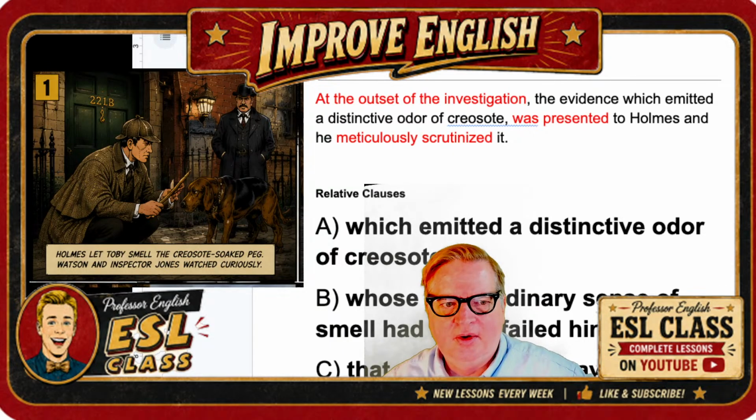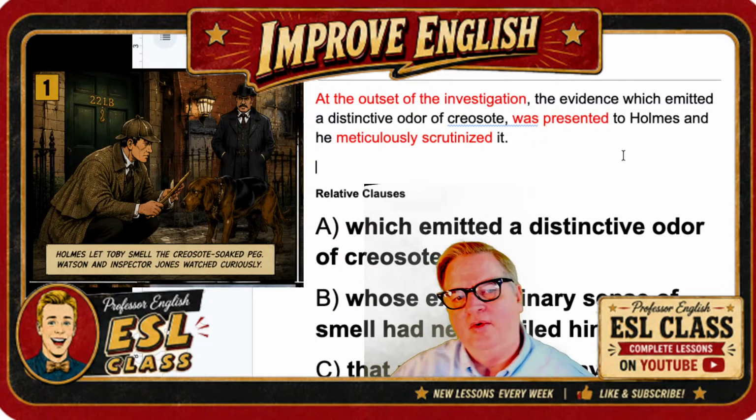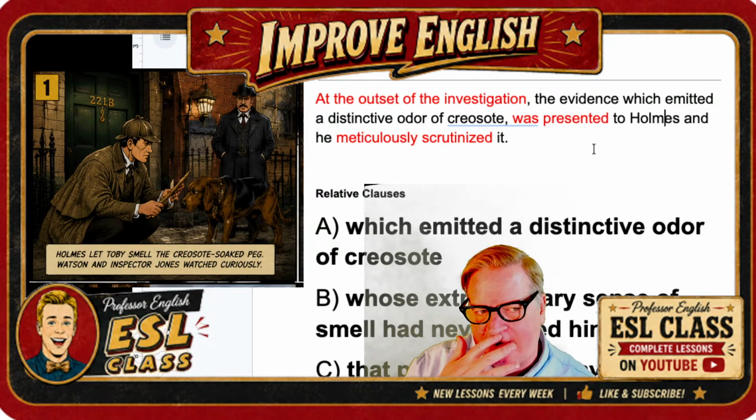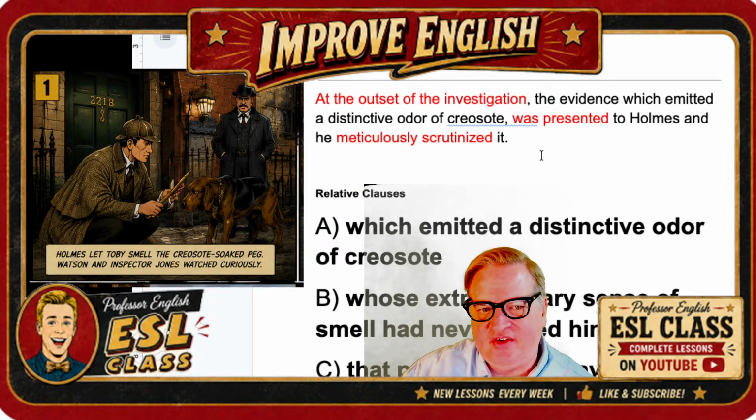The evidence was emit a distinctive odor of creosote was presented to Holmes, and he meticulously scrutinized it. Okay, so the evidence that's emit. If a verb is regular and it ends with a T or a D, you have to add a new sound at the end. So the past pronunciation of this is not emit, but emitted, because it ends with a T. It's emitted. Okay, so at the outset of the investigation, the evidence which emitted a distinctive odor of creosote was presented to Holmes, and he meticulously scrutinized it. Wow, okay.